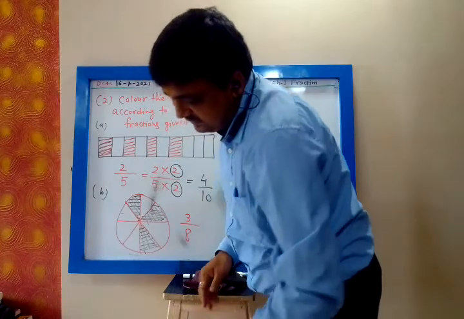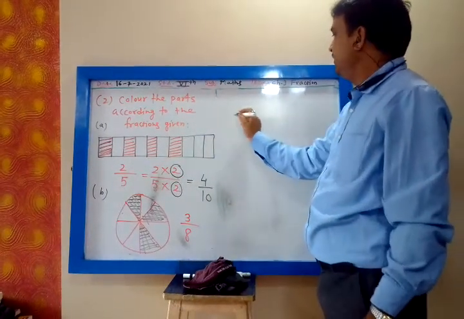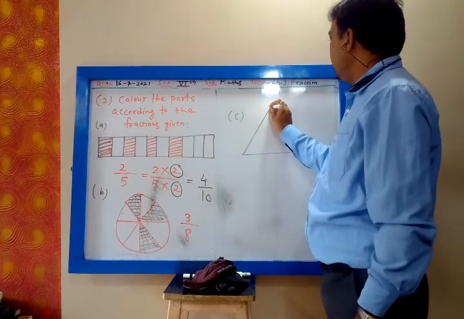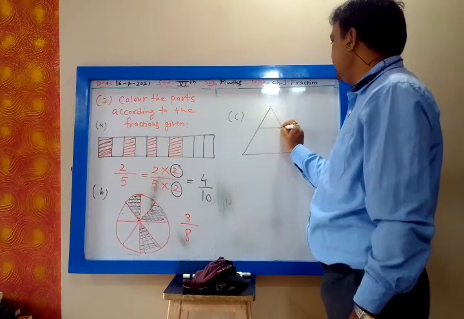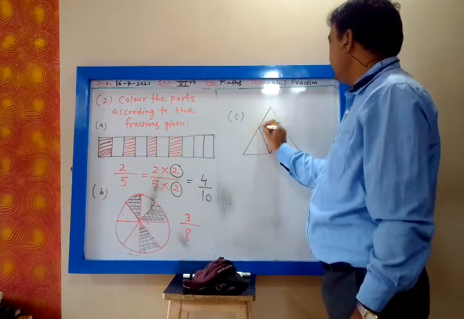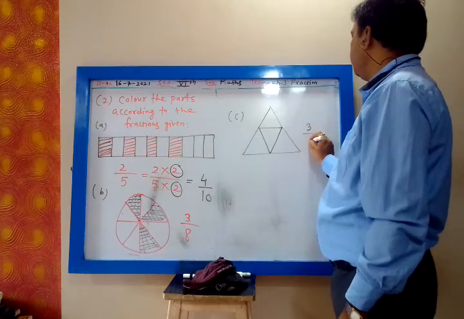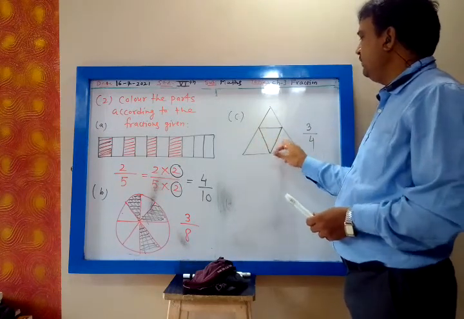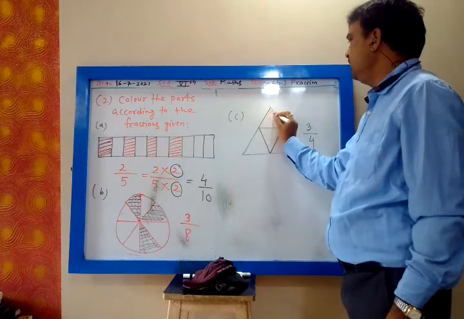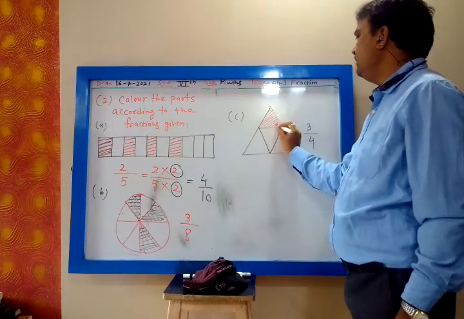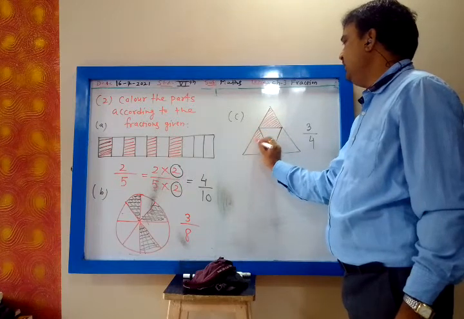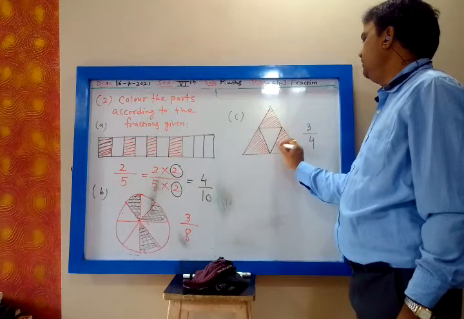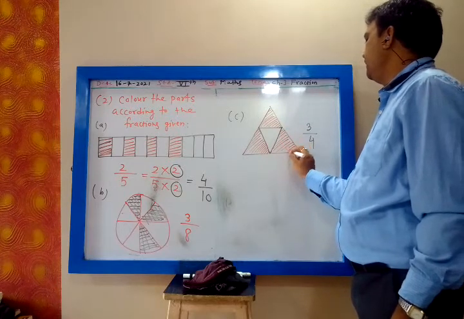Then next, you are given a triangle C. You are given a triangle having 4 parts, and the fraction given is 3 upon 4. So how many parts are there? 1, 2, 3, 4. So we will shade 3 parts. One part, another part, then third part. So 3 upon 4.